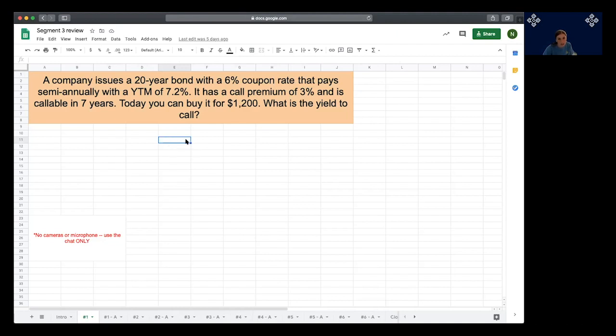So unlike the other sessions, I'm just gonna go ahead and do it so you guys can all see how to do it for the test. So basically for this one, how I always start is just by labeling all my variables that I will have. So I'll have our N, our coupon, our payment, our I, or that's your yield to maturity.